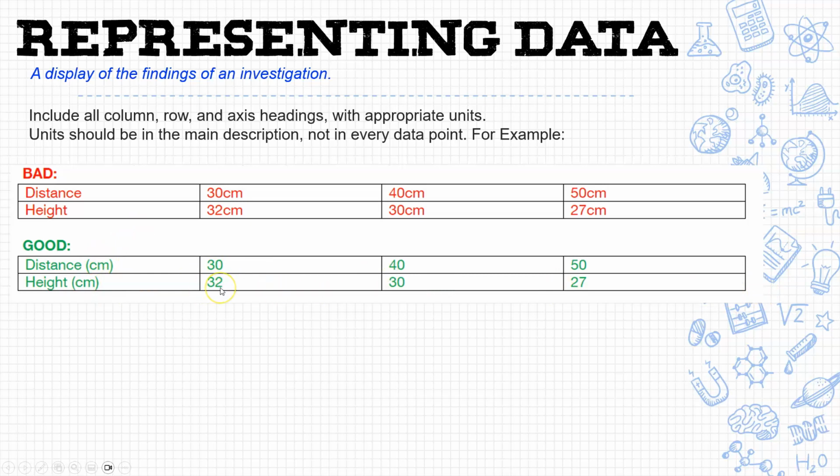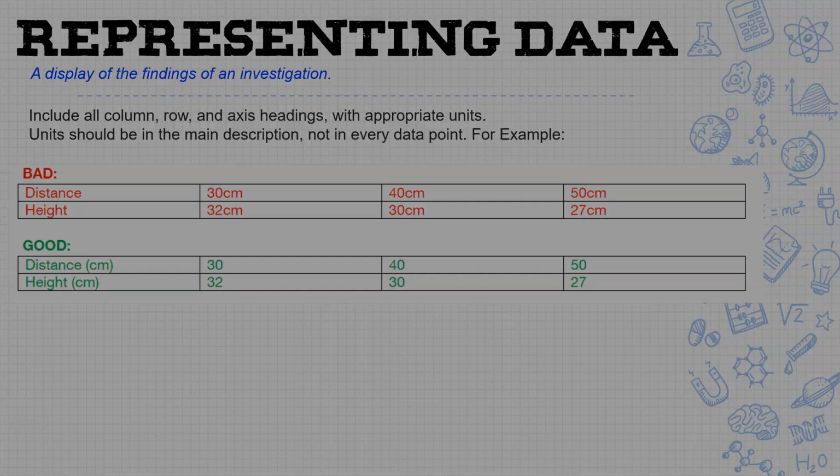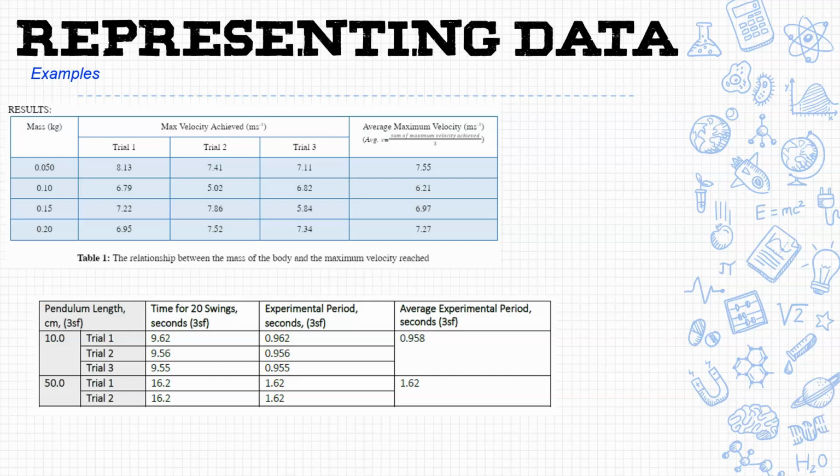I could flip this. I could make this a vertical column, and I could have distance and height on the top and it running down as columns rather than rows. Doesn't really matter. It really comes down to whatever looks best for your data. To look at some examples of past student work, again, we can clearly see headings across the top. Each has units, kilograms, meters per second, average maximum velocity in meters per second, and they've included how that was calculated, so that's nice. Trials, so they've done multiple trials for the same experiment. We can clearly see here's the values and we know what the units are.